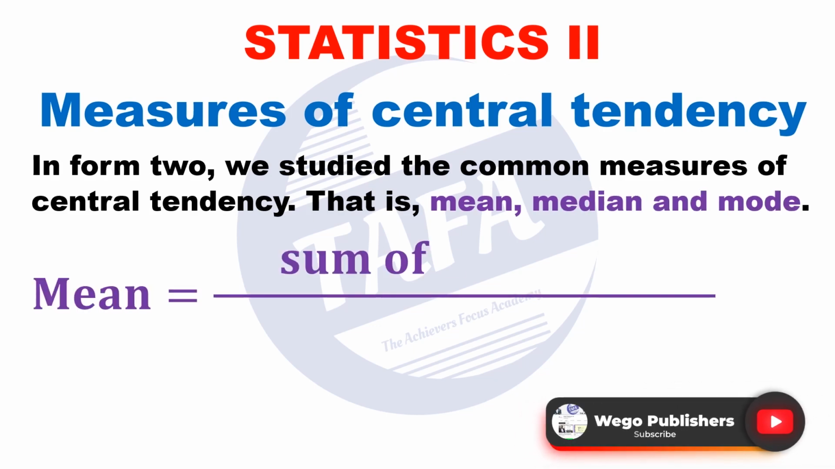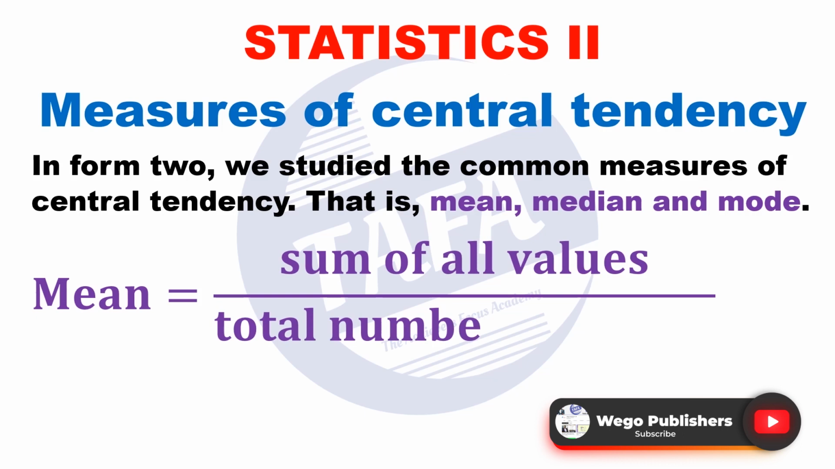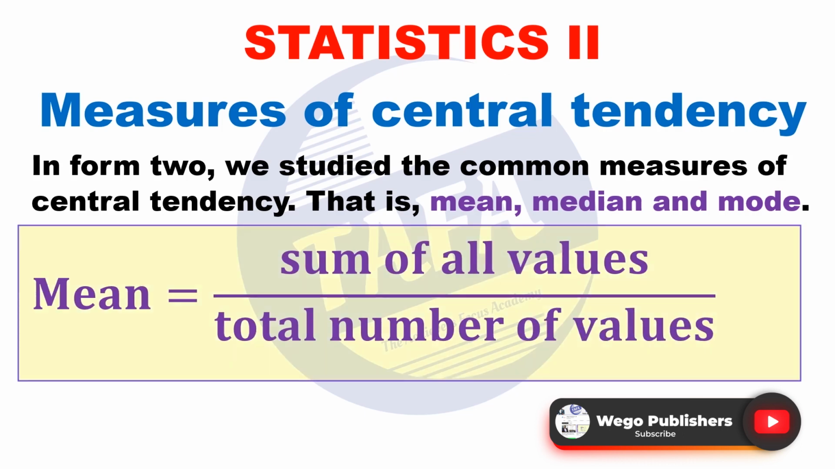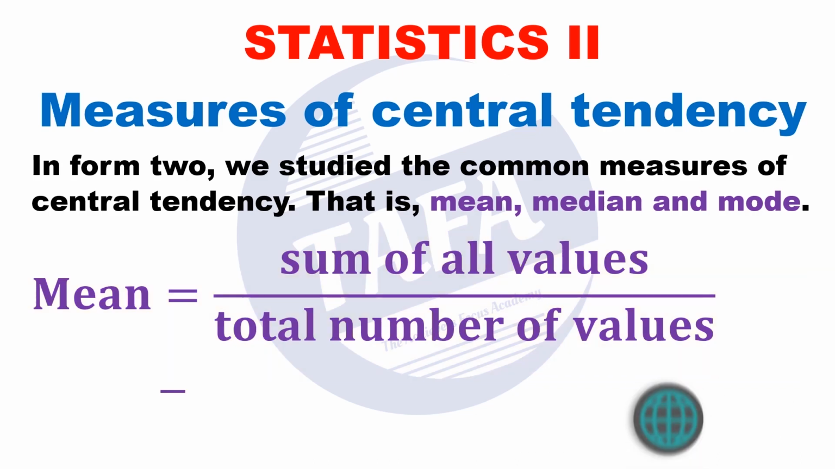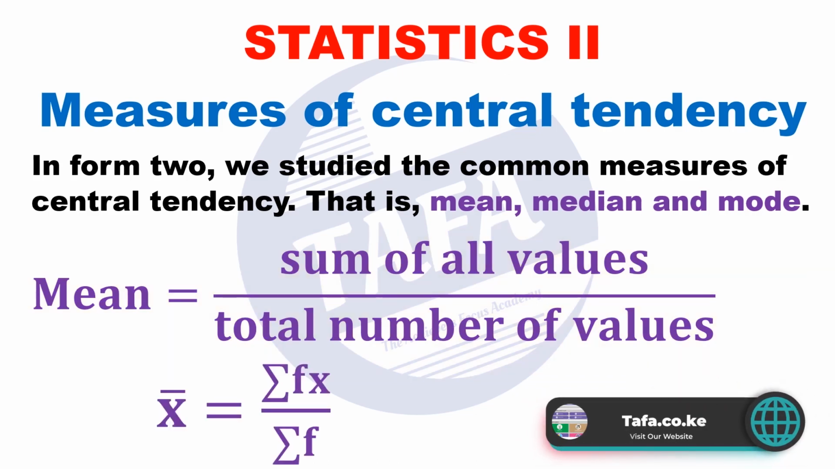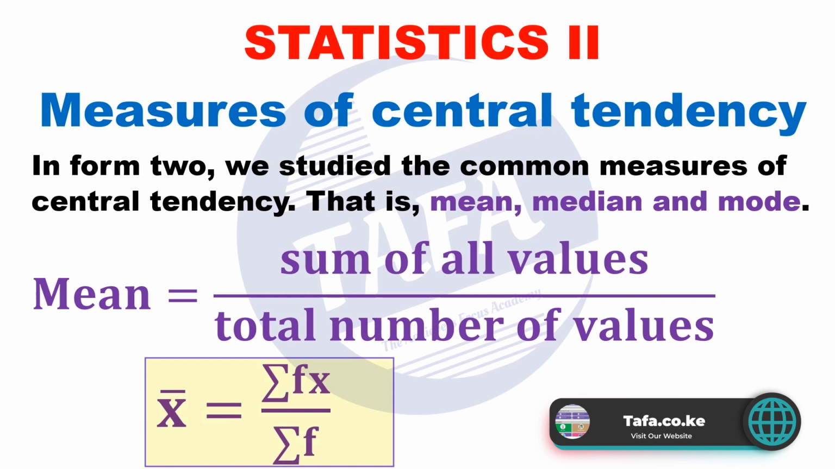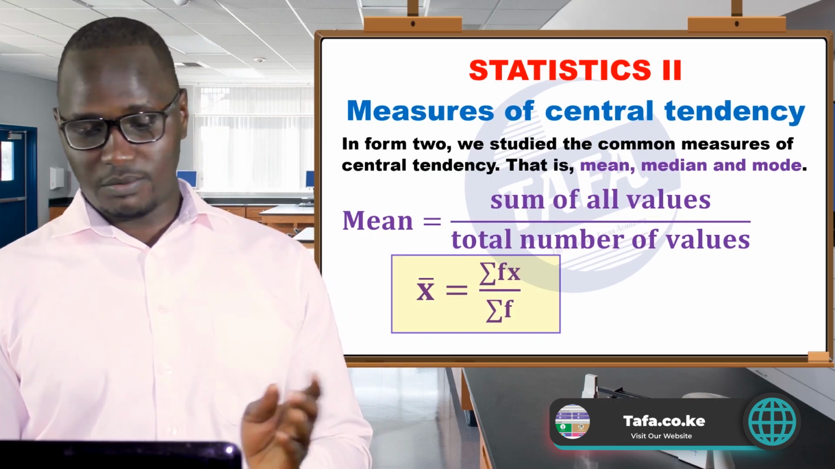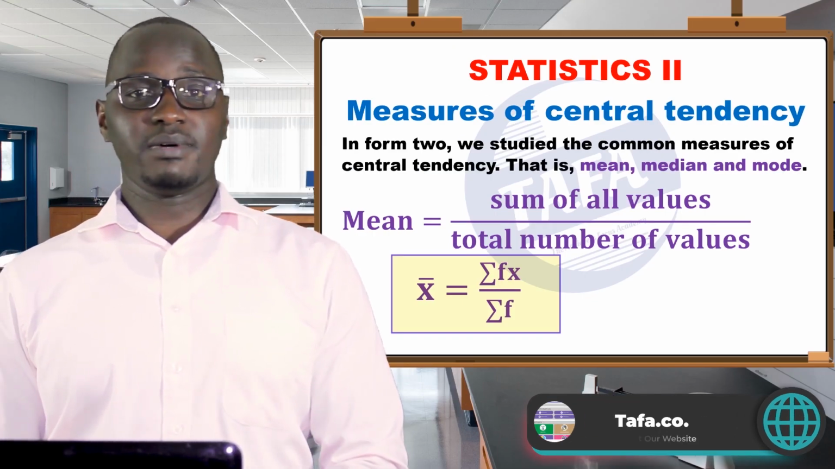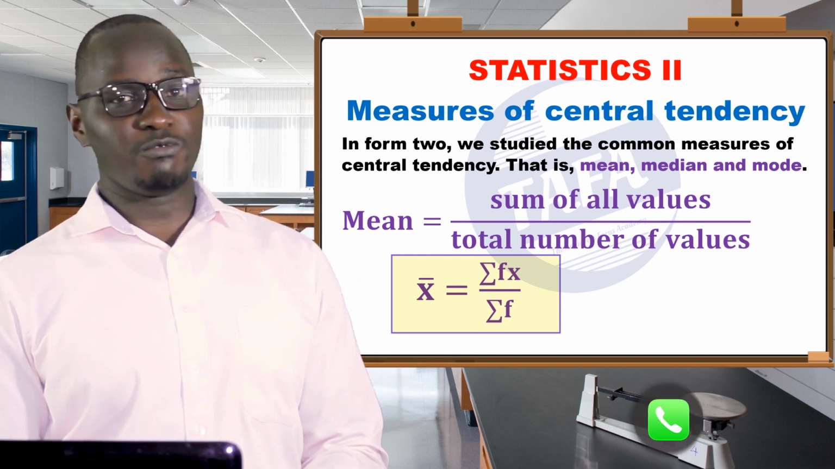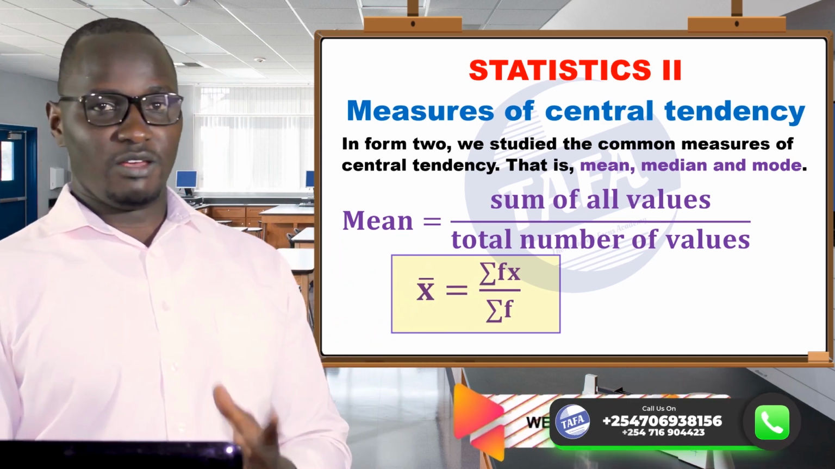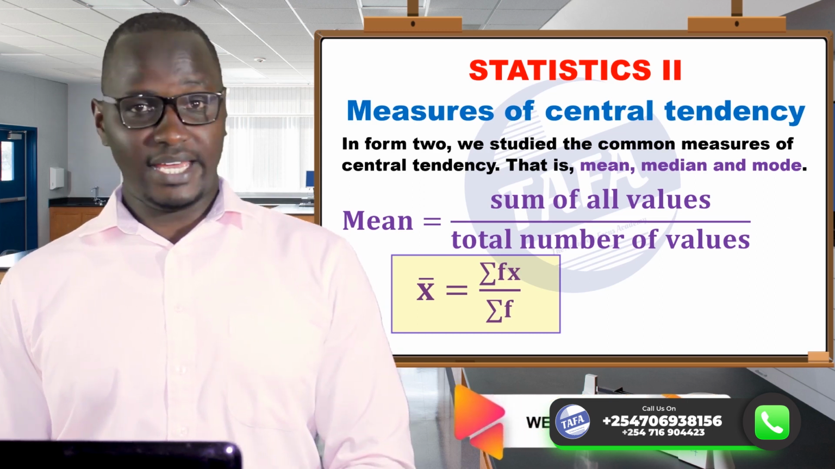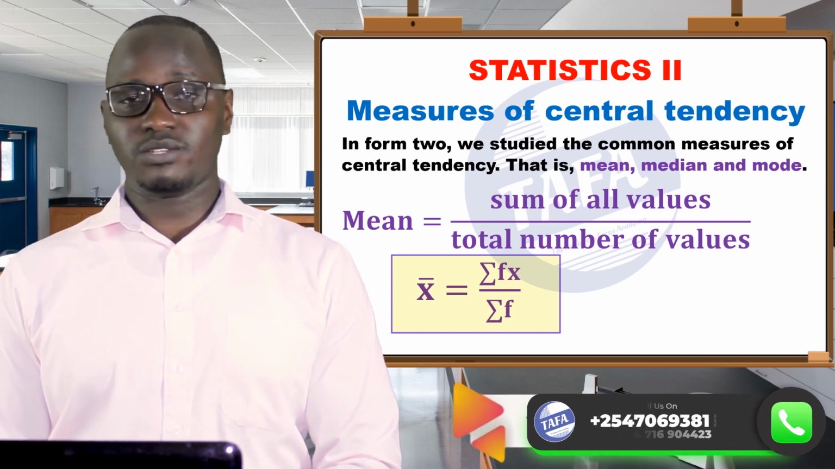Now we saw that mean is given as the sum of all values over the total number of the values that we have in the data that is given. That is x bar. X bar is the symbol for the mean. So x bar is given as sigma fx, or the sum of fx over the sum of f. F here is the frequencies and x is the items that we have been given.